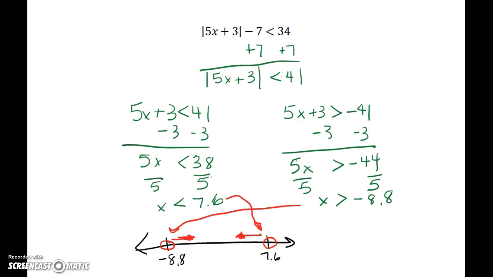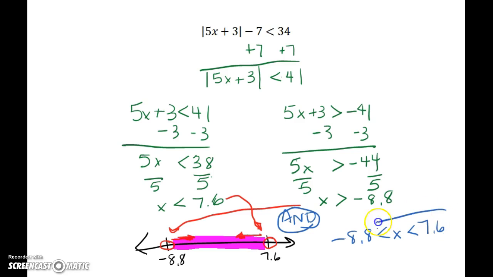So in this case, they are both traveling towards each other, so that means that we have an AND inequality. Okay, this makes AND. So less than means AND. And we could write in one inequality together our final answer as negative 8.8 is less than x is less than 7.6. And that would be our final answer and the graph as well.